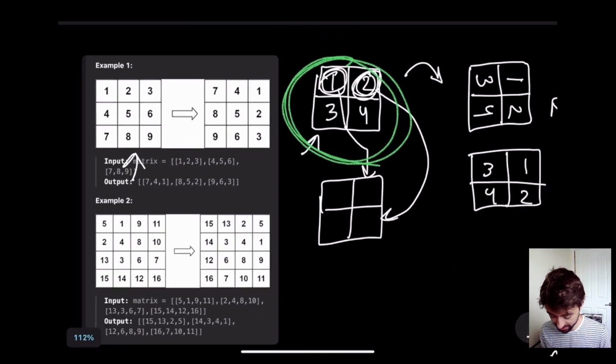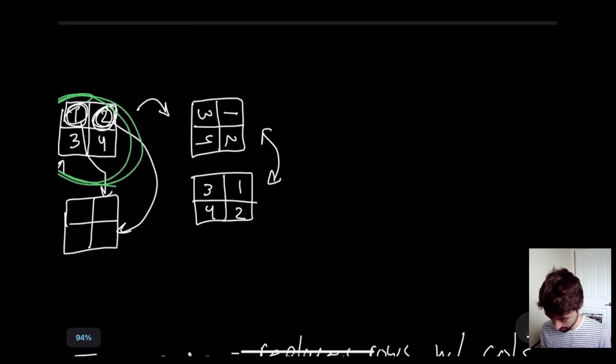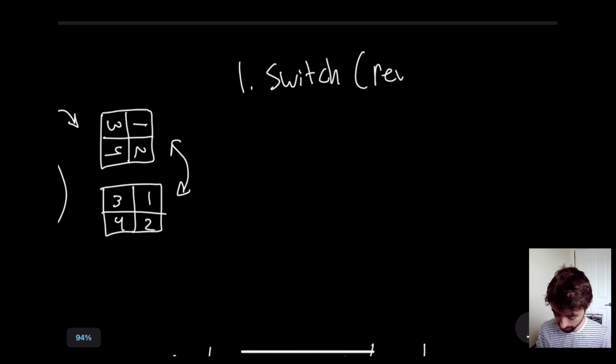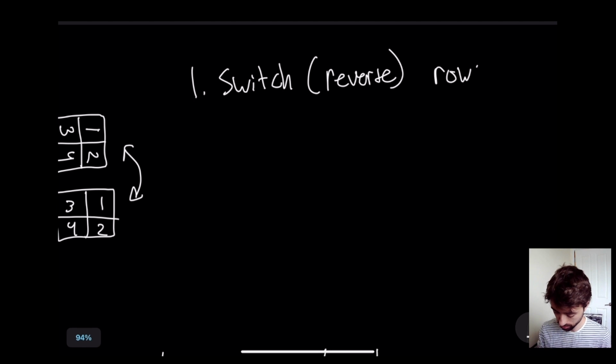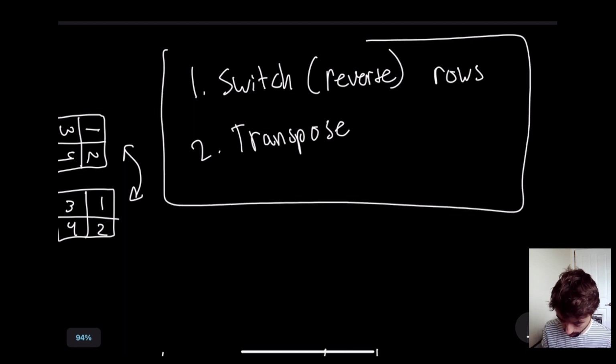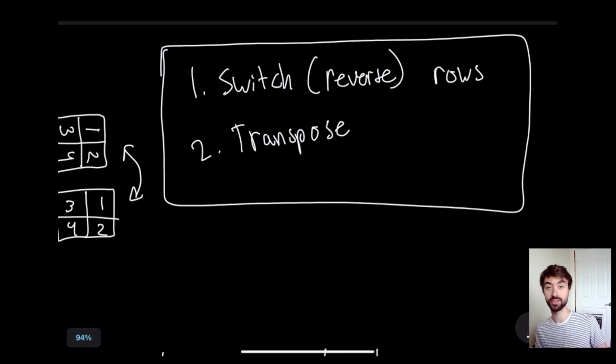So we can see the steps are first to switch, or maybe reverse might be the better term, rows of the whole matrix, and then the second step is to do a transpose. And if we do those two things, we'll be able to rotate the matrix 90 degrees. So now let's go ahead and take a look at how to do this in Python.